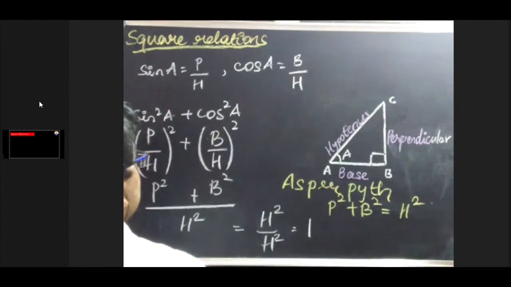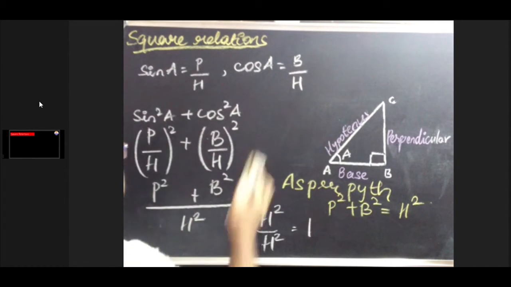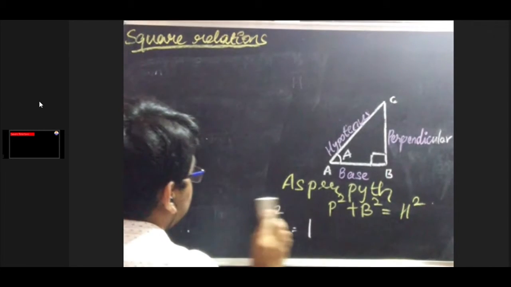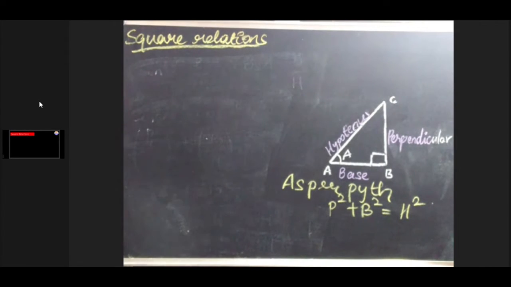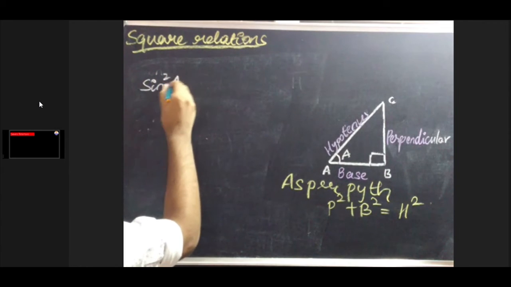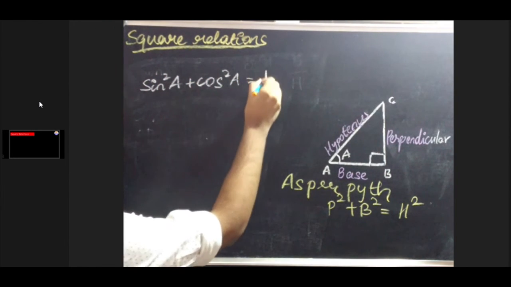What is that standard identity? I will erase the top portion and write it over here. I'll erase this much and write the standard identity. Sin square A plus cos square A equals 1.